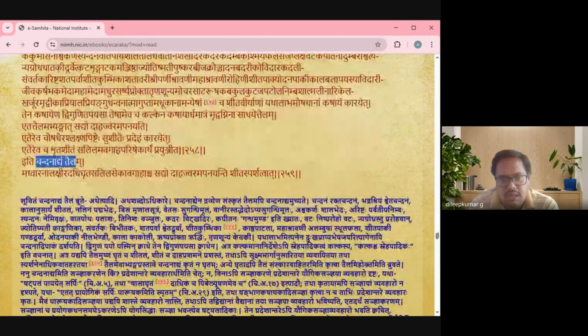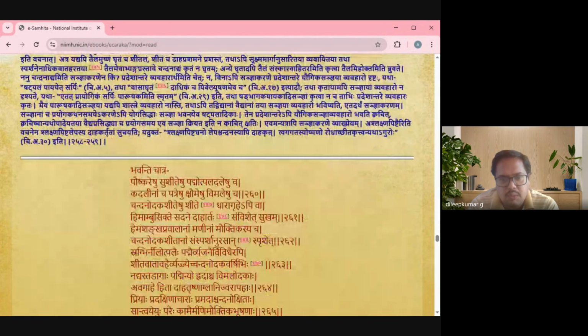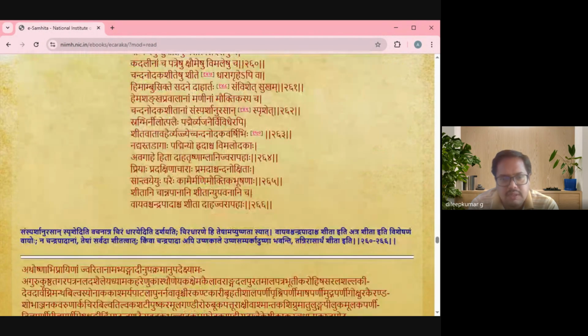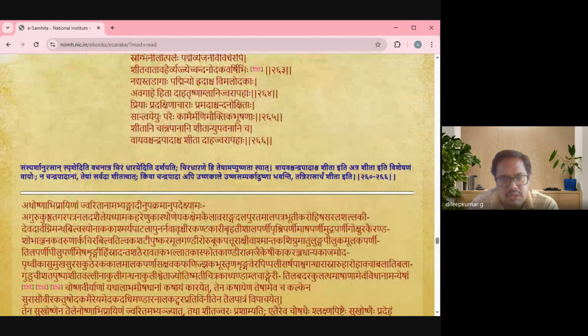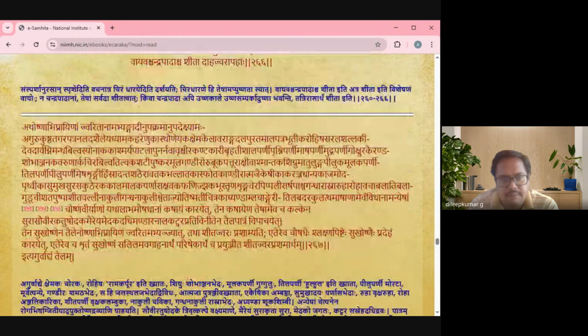Next Taila is Agarwadi Taila. Agarwadi Taila is opposite to that. Whenever there is a Shitata, you can use this Agarwadi Taila.